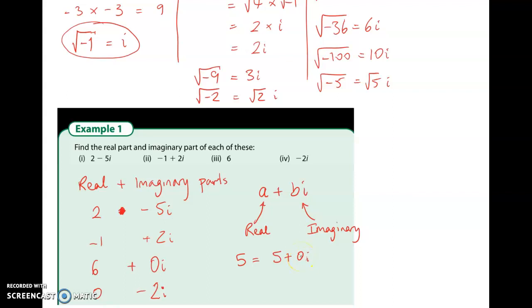So whenever you're looking at a complex number, it's complex because it's got a real part and an imaginary part. The imaginary part is the bit that has the i. The real part is the other bit, and it's usually written first.